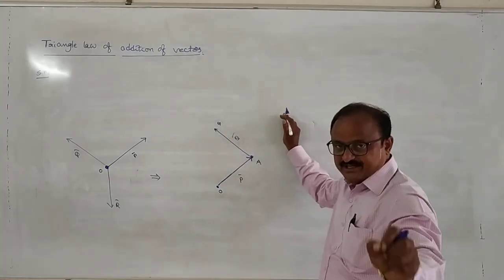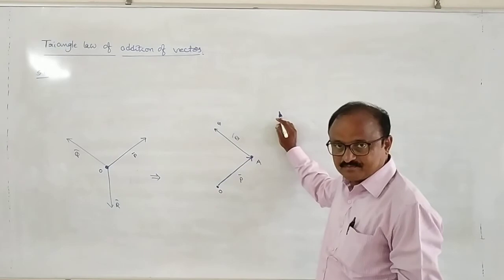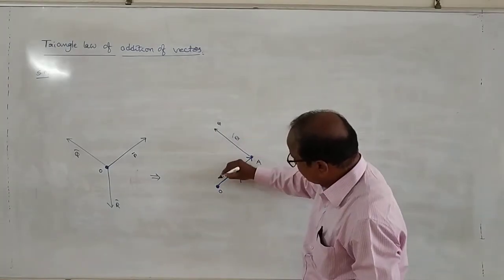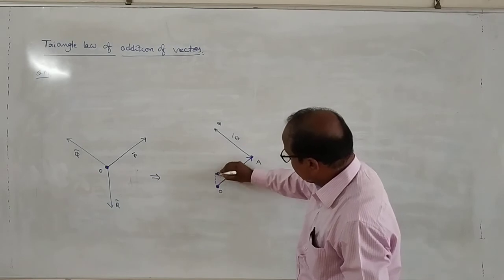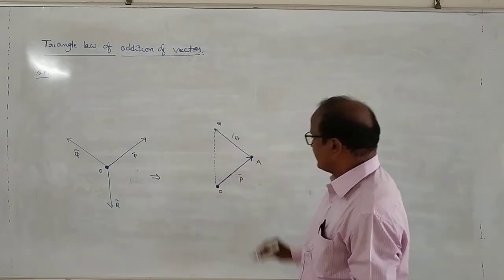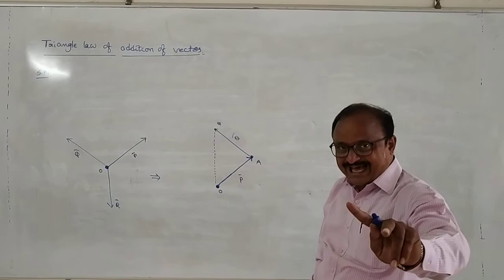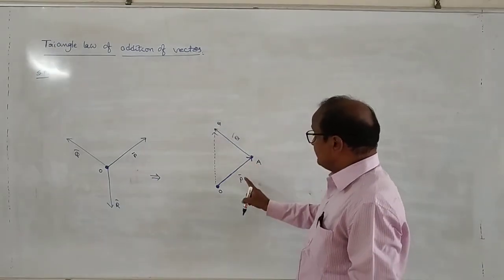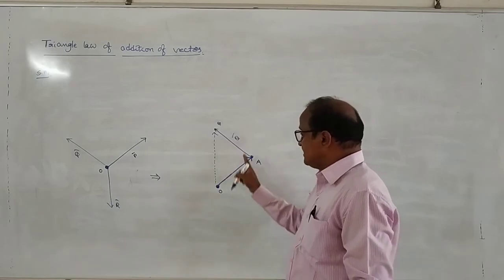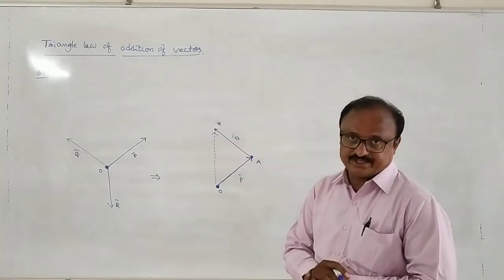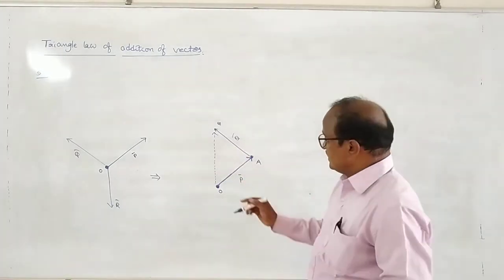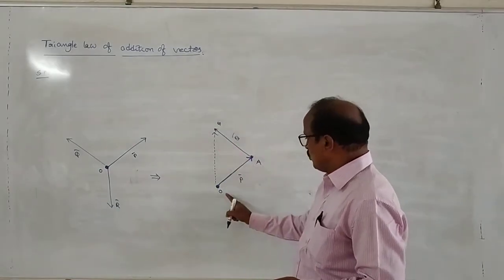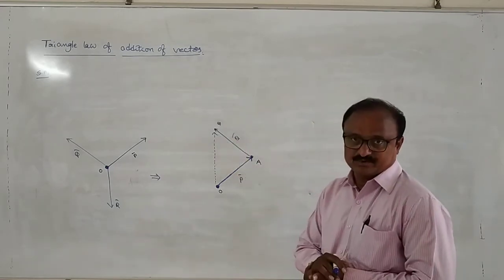From the definition of addition of vectors, if the tail of the first vector is joined with the head of the last vector by a straight line, and we mark the arrow at the end point, this gives the resultant of these two vectors both in magnitude and direction. This OB bar should be equal to OA bar plus AB bar.